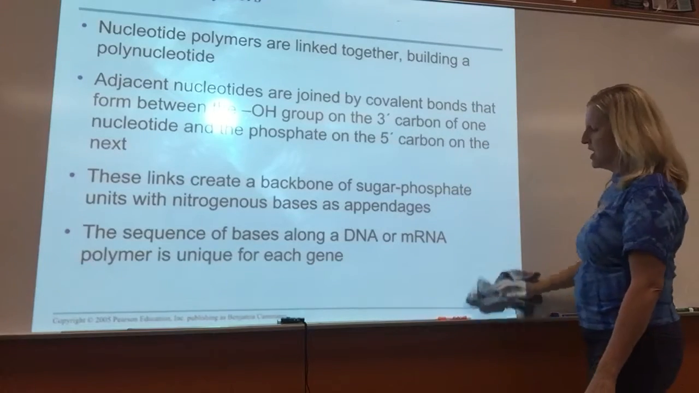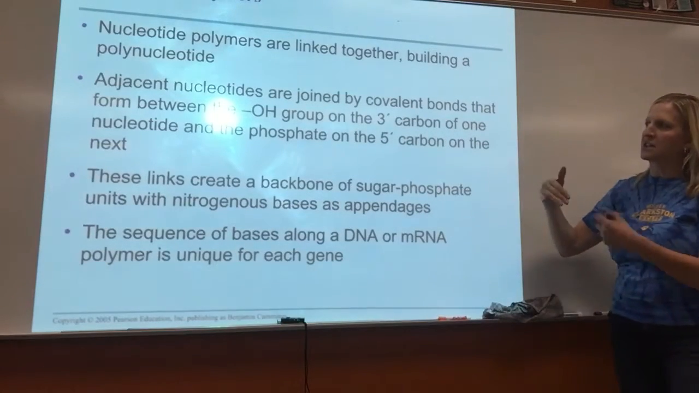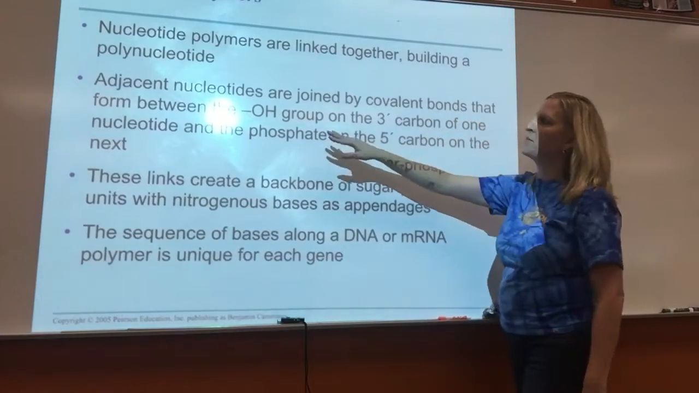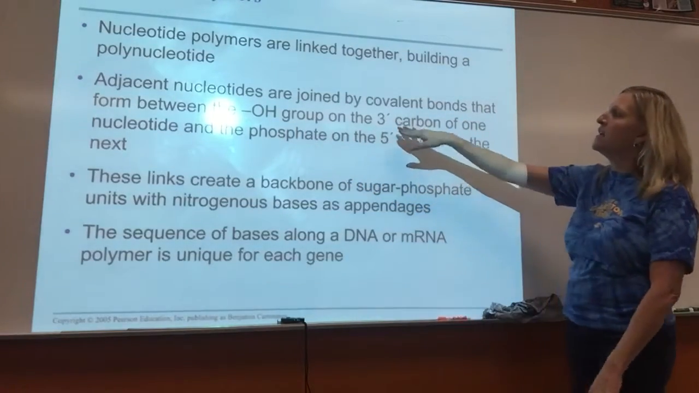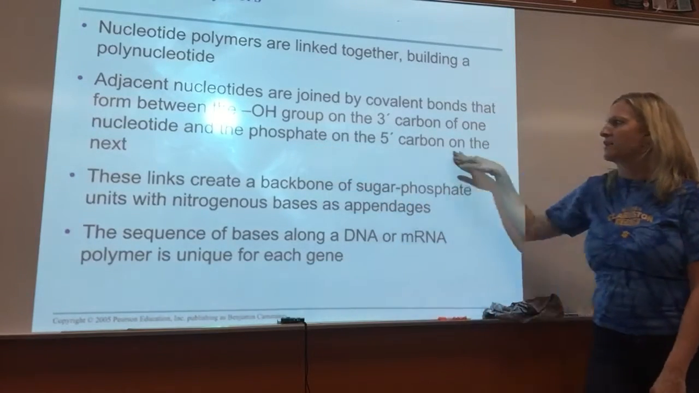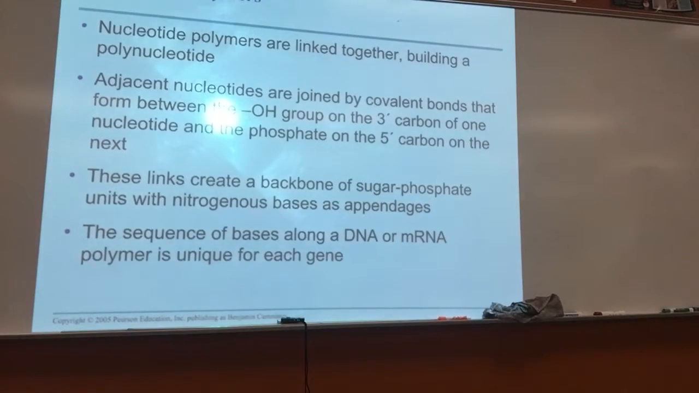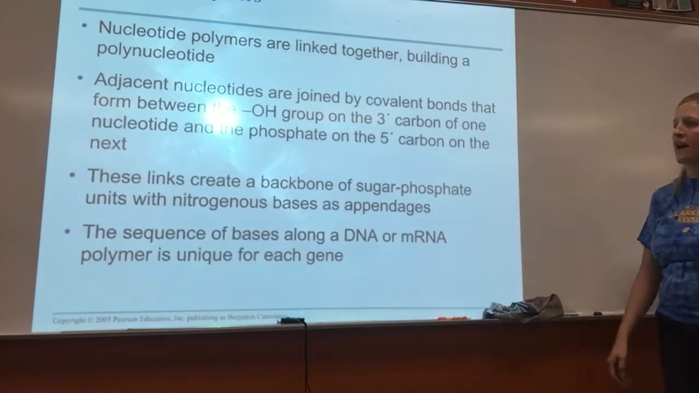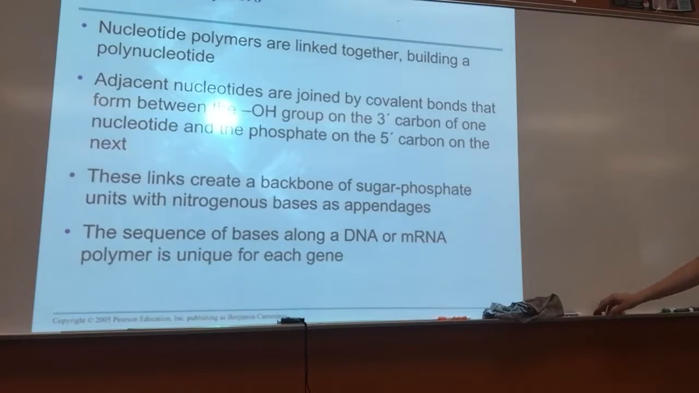And this just shows in written format how they're hooked together. In that previous picture, I drew the bonds. The bond between nucleotides is between the OH group of 1 carbon on the nucleotide and the phosphate group on the next nucleotide. So I illustrated that with a line. And then you get a backbone of phosphate sugar units.